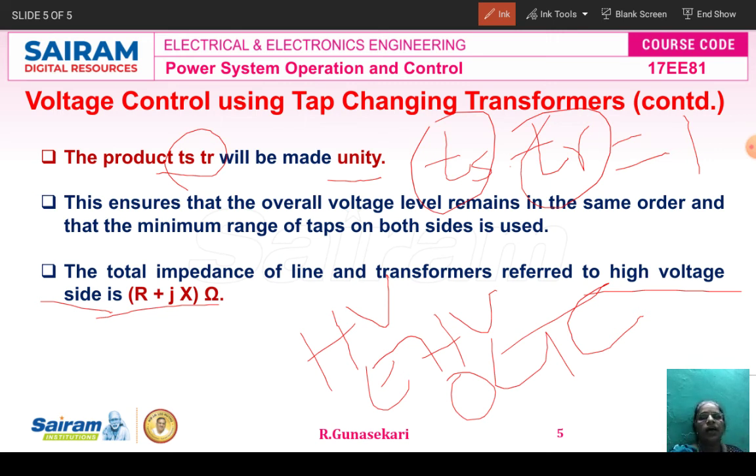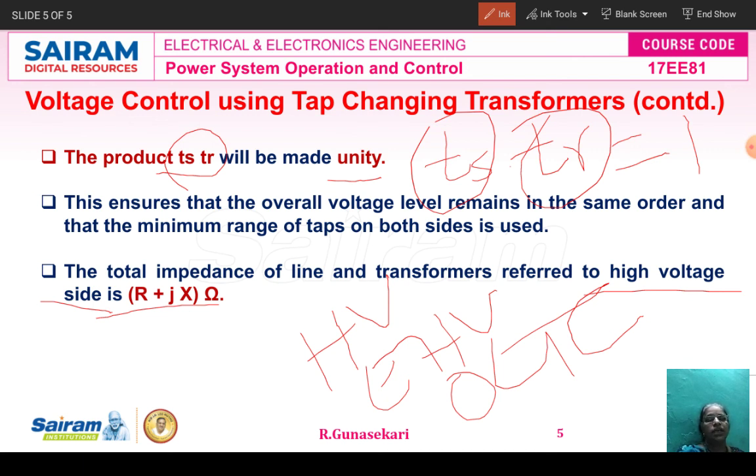Dear students, under this topic, how will the question come in the VTU University exam? Explain the voltage control using transformers. Otherwise, how to control the voltage using a transformer or tap changing transformer? You draw the diagram and then you can explain. Then I told one example for your understanding, how to understand the concept. With the example only you can easily understand.